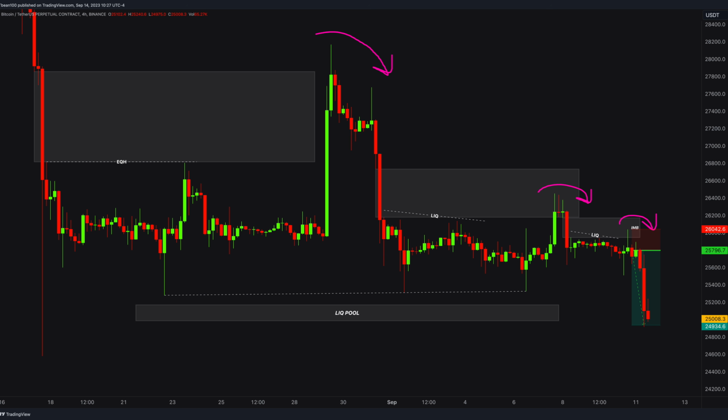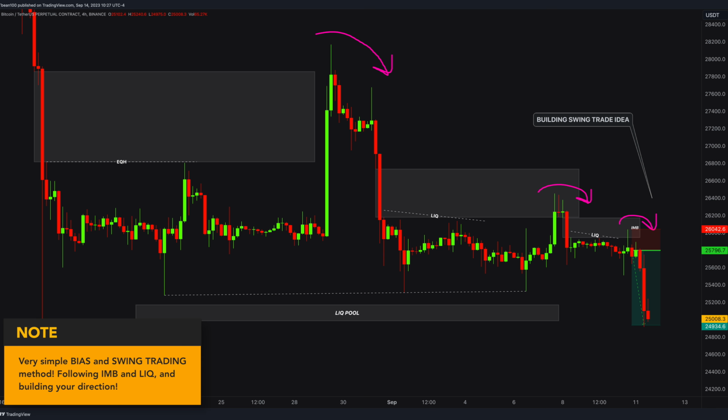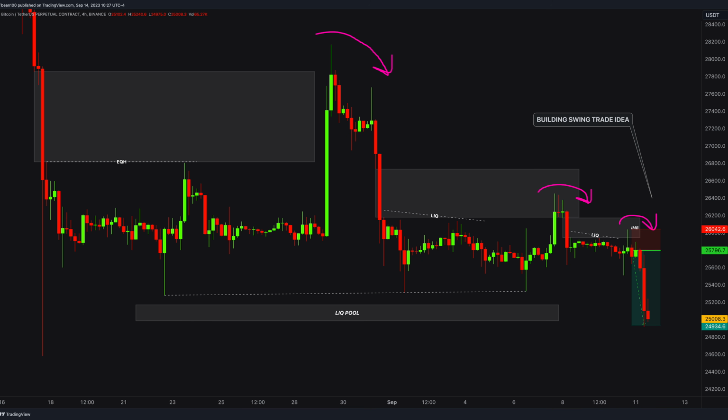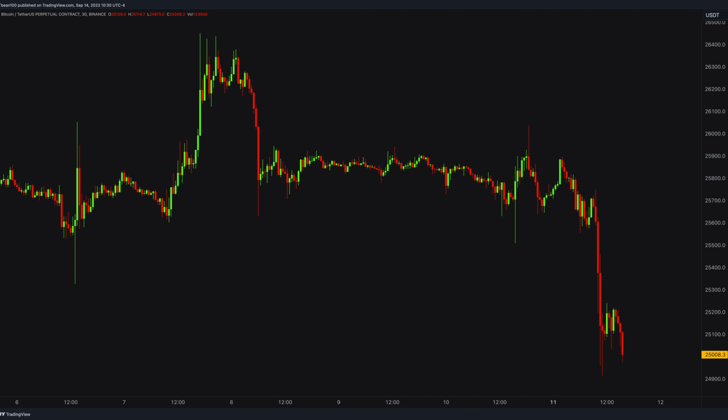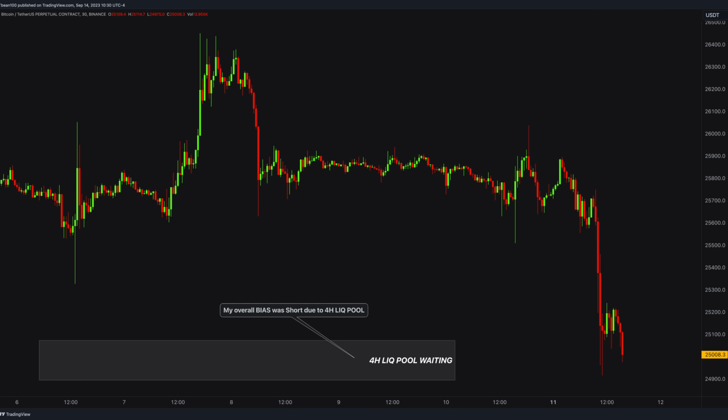So, this was my early swing trading idea, by only looking at a single time frame. If you're having a hard time scalping, you can build these very easy swing trading ideas just by noticing the simple pattern. Since I had a bearish bias with liquidity pool, I already started to look for short trading opportunities for scalping, generally using the 30-minute time frame.